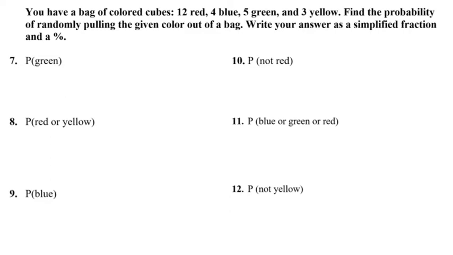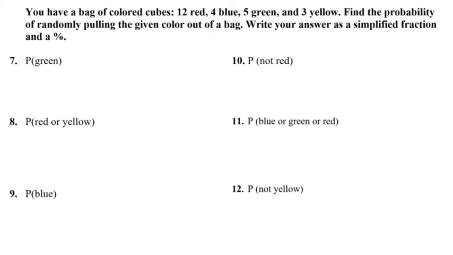Here's our next one. You have a bag of colored cubes, 12 red, 4 blue, 5 green, and 3 yellow. Find the probability of randomly pulling the given color out of the bag. Write your answer as a simplified fraction and a percent. Looks like we got both on this one. That's not a problem because our calculator will do the work for us.